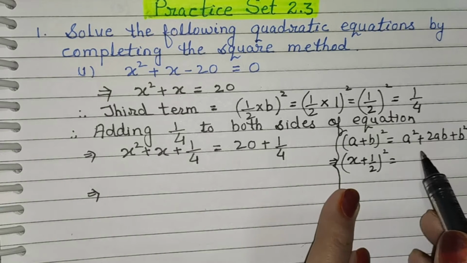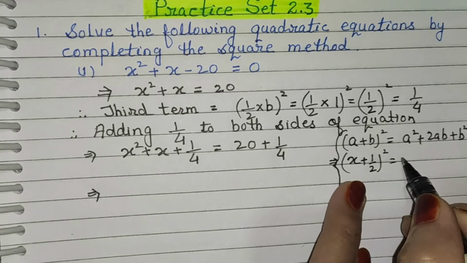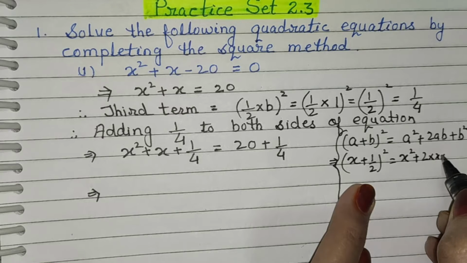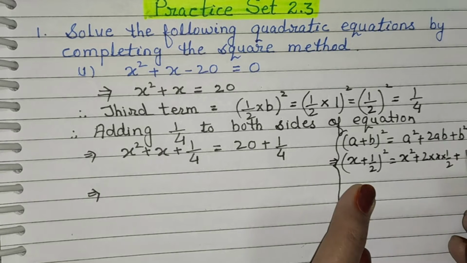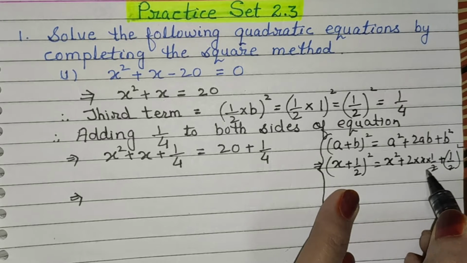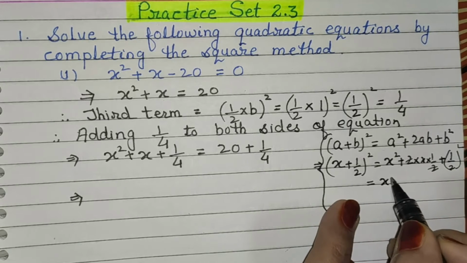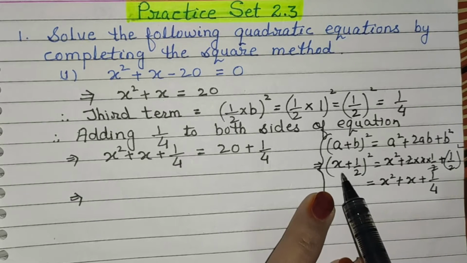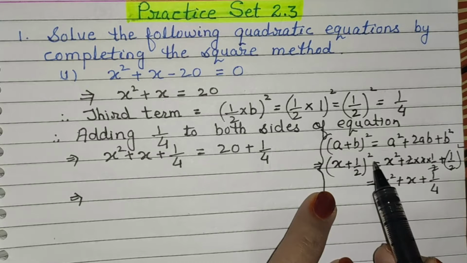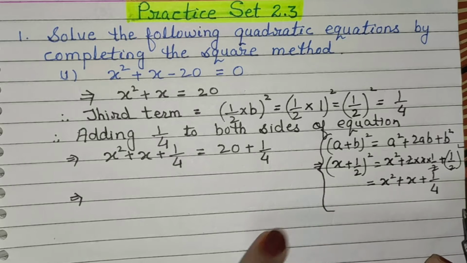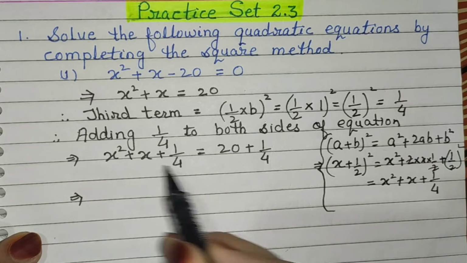Now solve it by using the formula. A square means x square plus 2ab means 2 into x into 1 upon 2 plus b square, which is equal to 1 upon 2 whole square. Now 2 ones are cancel. We get here x square plus x plus 1 upon 2 whole square means 1 upon 4. Now the expansion form of x plus 1 upon 2 whole square is equal to x square plus x plus 1 upon 4. Therefore, we get the same here.